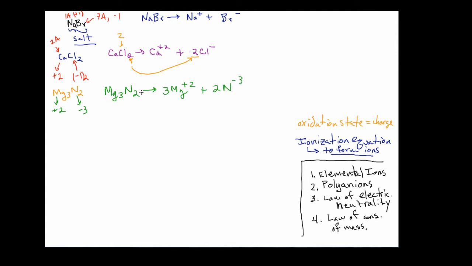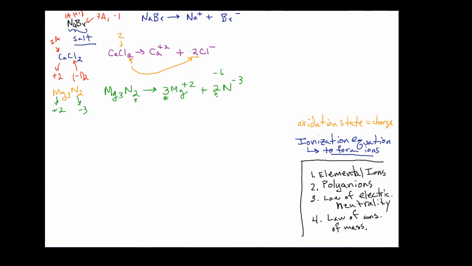All right. And you can see that we've got 3 Mgs on this side, 3 Mgs here. We've got 2 nitrogens here and 2 nitrogens here. Very quickly, if you look at the coefficient multiplied by the charge on the nitrogen, that gives us a total of -6.